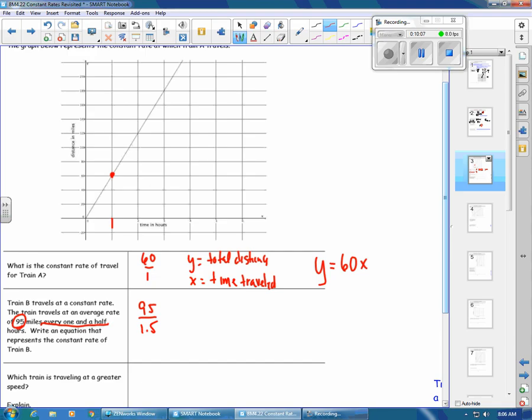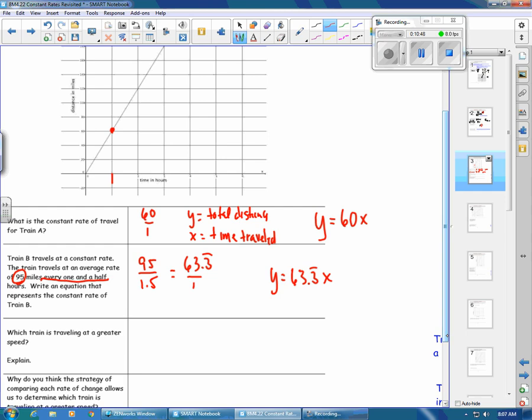So I'm going to actually do this math here since we don't have a table and we don't have any other information. So 95 divided by 1.5, we're looking at about 63.3 repeating miles per hour. So when you're writing this equation, we're going to define our variables exactly the same way. So y is your total distance, x is your time traveled. So y is going to be equal to 63.3 repeating x, or if you want to leave it as a fraction, it would be y is equal to 95 divided by 1.5x. Comparing the two, which train is traveling at a greater rate of speed?